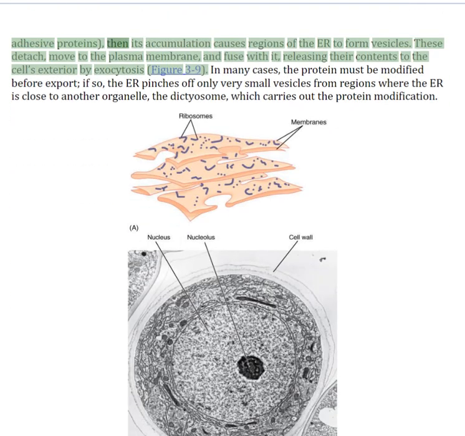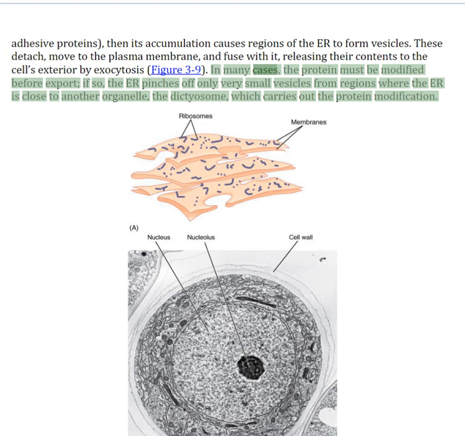adhesive proteins, then its accumulation causes regions of the ER to form vesicles. These detach, move to the plasma membrane, and fuse with it, releasing their contents to the cell's exterior by exocytosis. In many cases, the protein must be modified before export. If so, the ER pinches off only very small vesicles from regions where the ER is close to another organelle, the dictyosome, which carries out the protein modification.